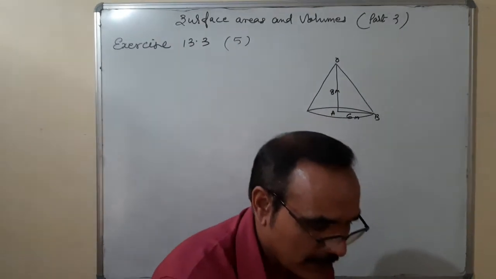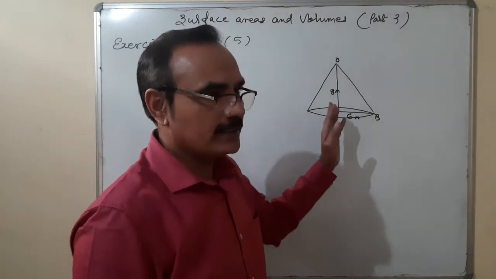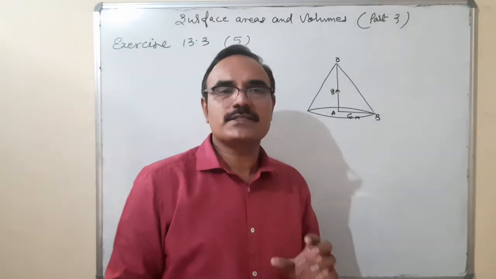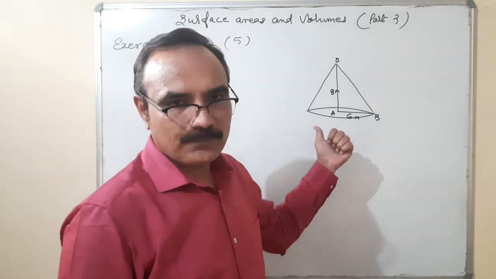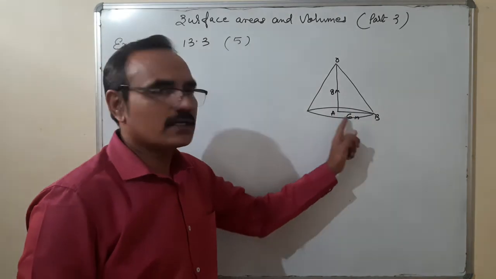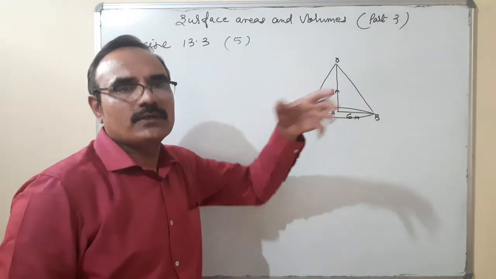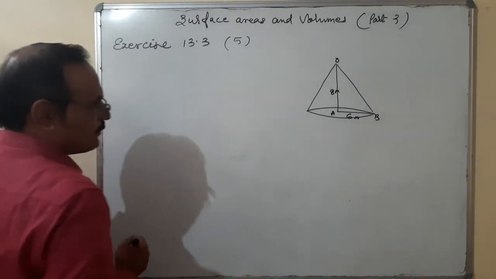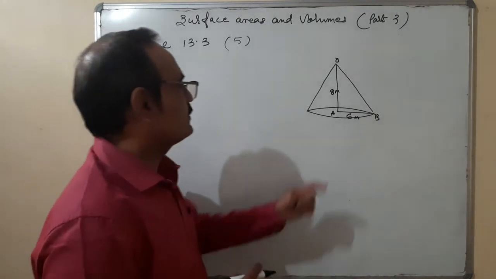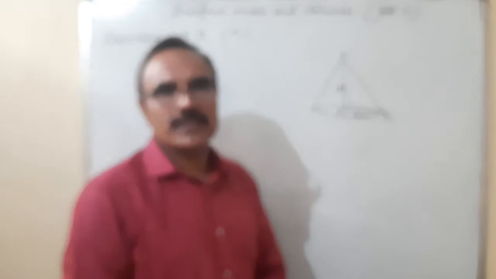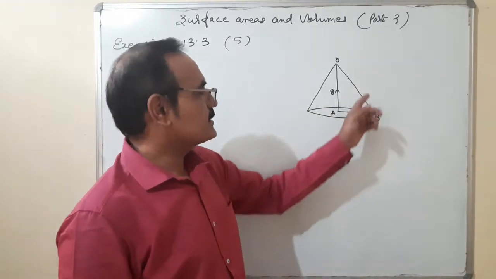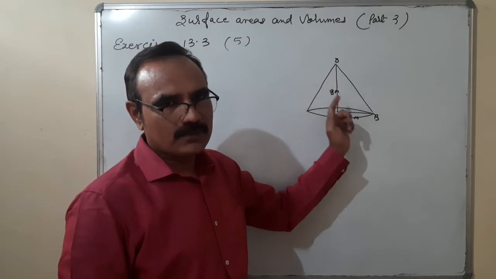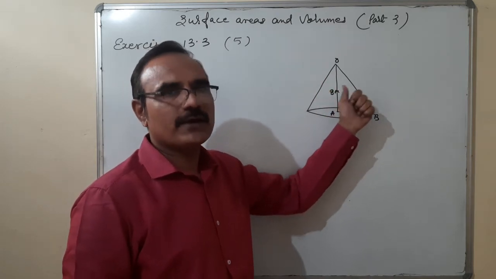First of all, because it is a conical tent, we are going to find the CSA of cone. The tent will not cover the base, it is only the curved surface. The formula of CSA of cone is pi r L. Here slant height is not given, only plane height h and r are given. So with the help of these two, using Pythagoras theorem, we find the slant height.